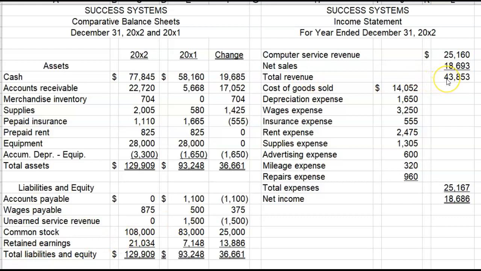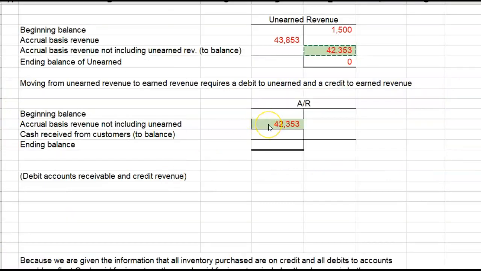So the underlying transactions throughout 20X2 to record this revenue were a debit to accounts receivable and a credit to revenue. So looking at just the accounts receivable side of this, we're going to put in the accrual basis revenue, not including unearned revenue, into the debit side of accounts receivable, because in order to get the income on the income statement, we had to debit accounts receivable and credit revenue. So I simply took this calculated number and moved it right here.